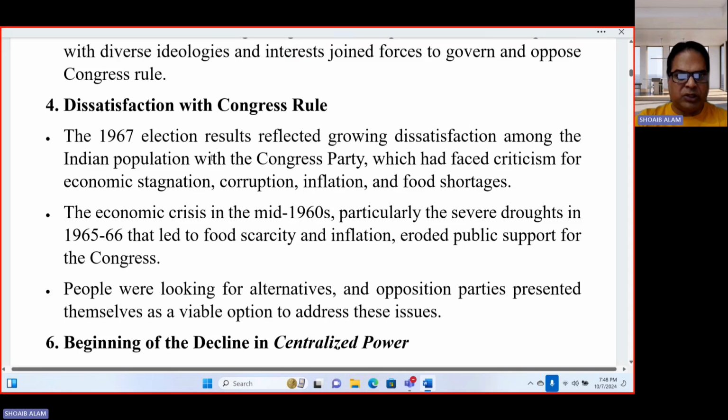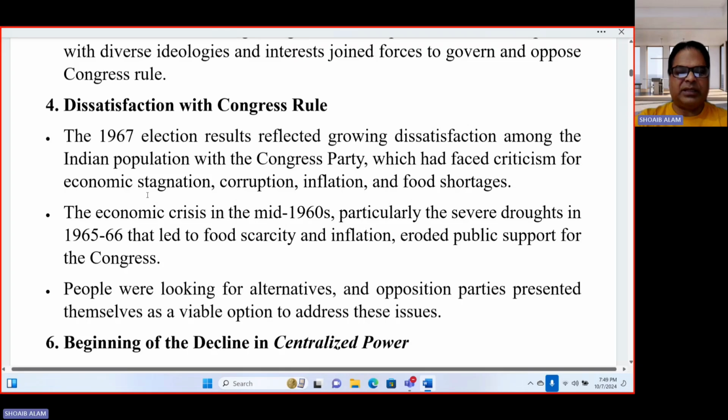The population was growing in our country, and Congress failed to sort out the issues. There was political stagnation and economic stagnation. Corruption was also on the rise. Inflation was seen. There were shortages of food supplies, and all this led to a great problem for the Congress, which they could not cope with easily.